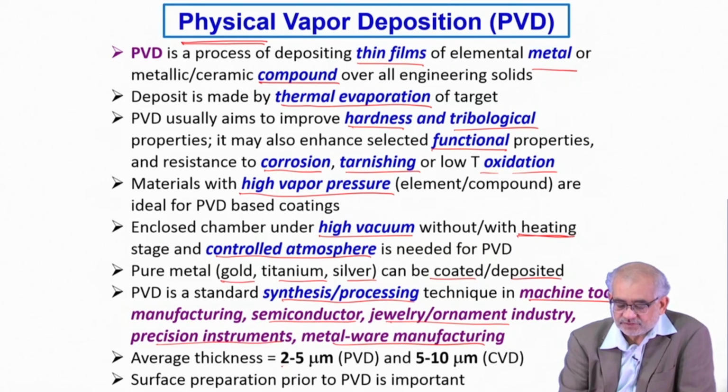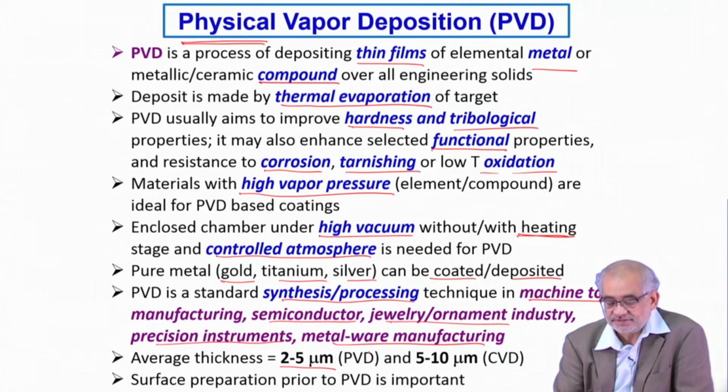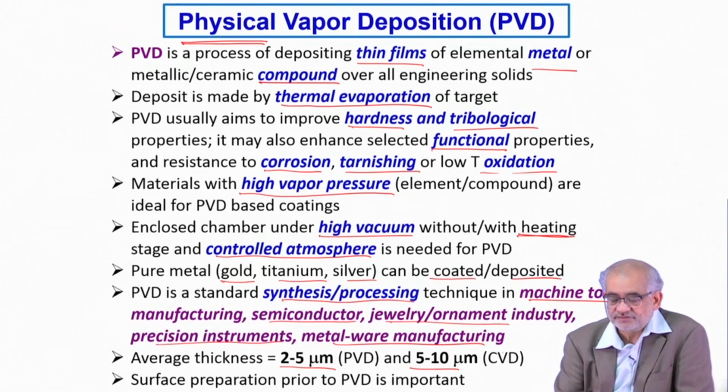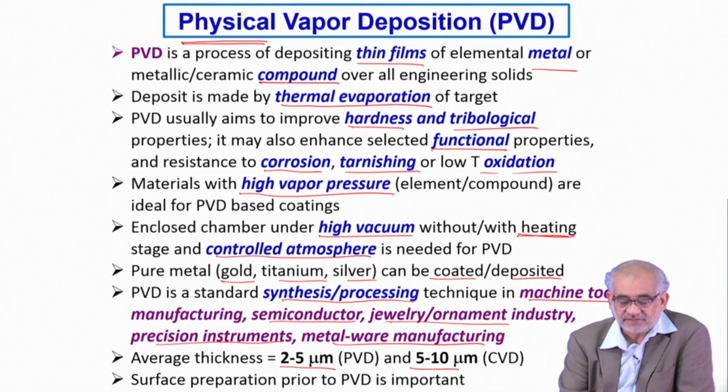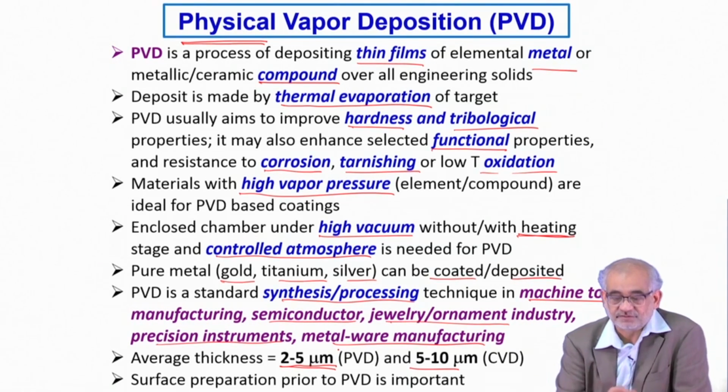Typical thickness we are talking about is only 2 to 5 to 6 micrometer, not even 10 micrometer, whereas in case of CVD, the chemical vapor deposition, which we'll discuss after a couple of lectures, you can create slightly thicker coating. So what we have to understand is that this is coming from the vapor state, and if you build on a very thick coating, the stresses at the interface are going to be fairly large, which is going to be harmful. So we prefer to create a very thin coating.